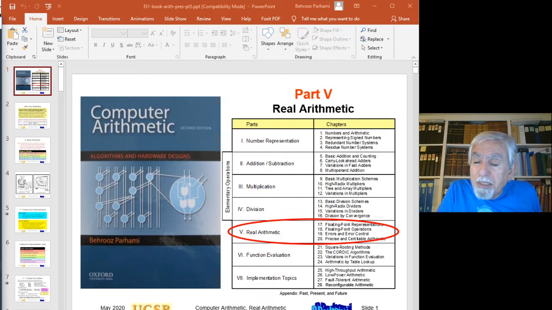So there are 4 chapters in this part. I'm going to cover these 4 chapters in 3 lectures. Today, in this lecture, we'll cover chapter 17, floating point representation. Next lecture, we deal with floating point operations. And the third lecture for this part will deal mostly with chapter 19, errors and error control, with a little bit from chapter 20 on precise and certifiable arithmetic.